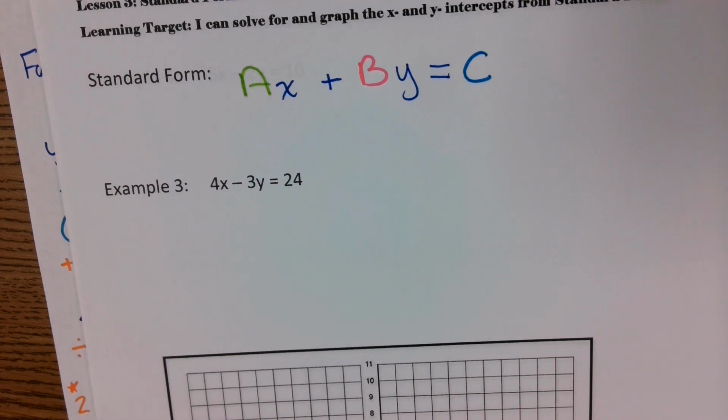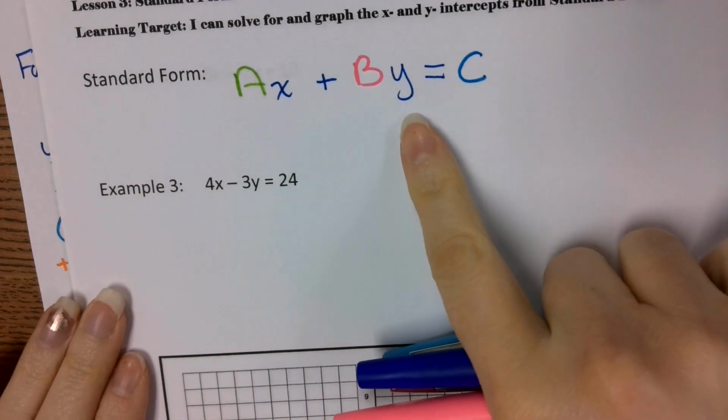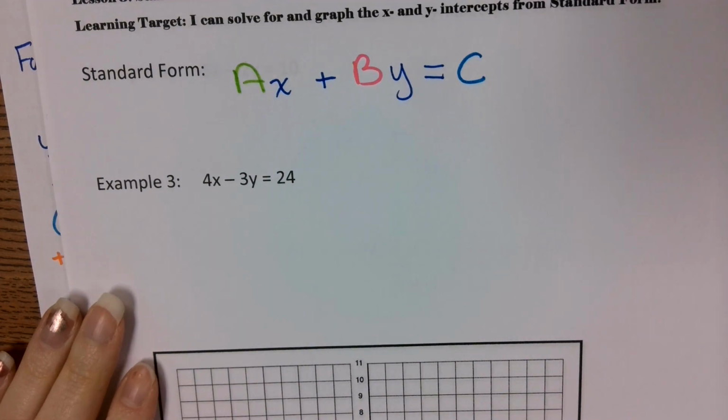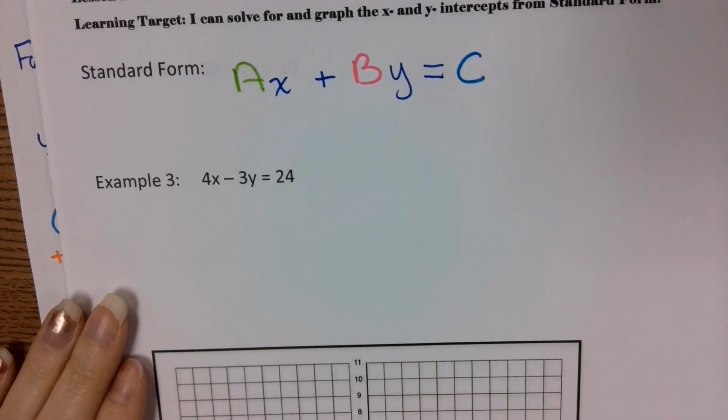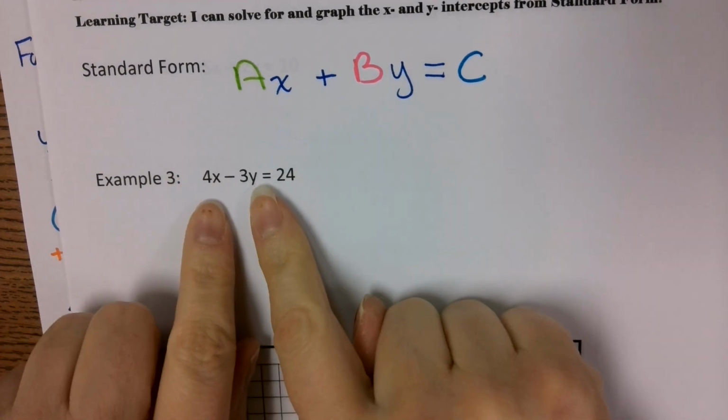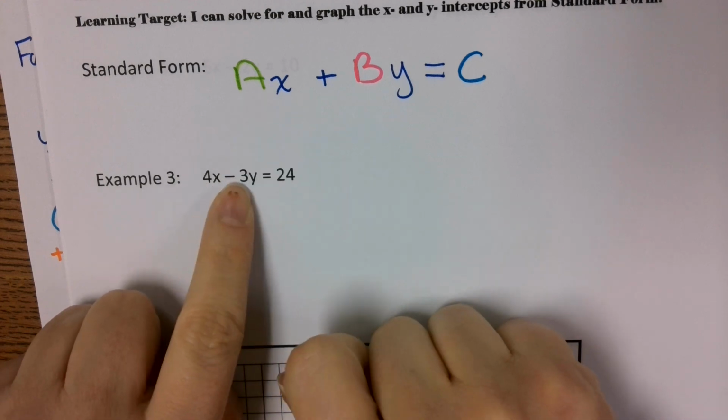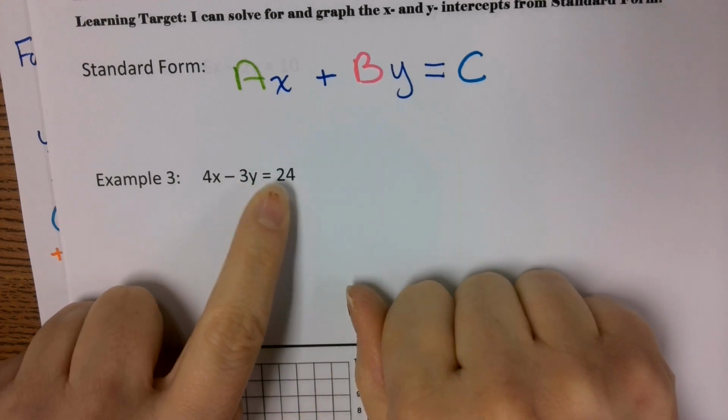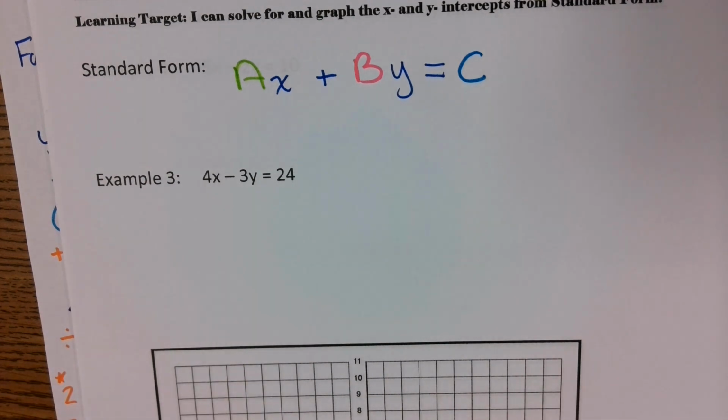X and y are your variables. A, B, and C are going to represent real numbers. The x and the y stand for your variables. So here, the 4 represents our A, the negative 3 represents our B, the 24 represents our C. We're going to talk about how to identify x and y intercepts when they're in standard form. You do not need to rewrite.